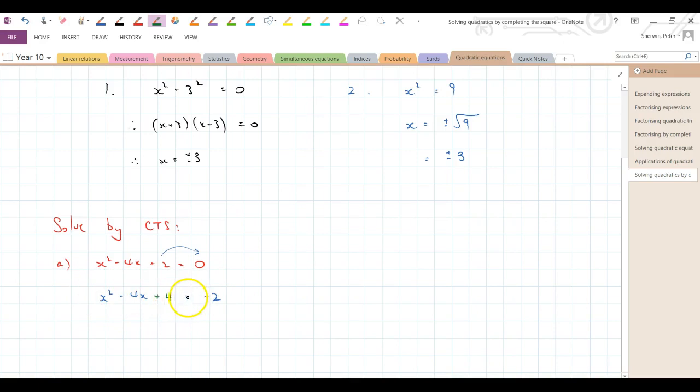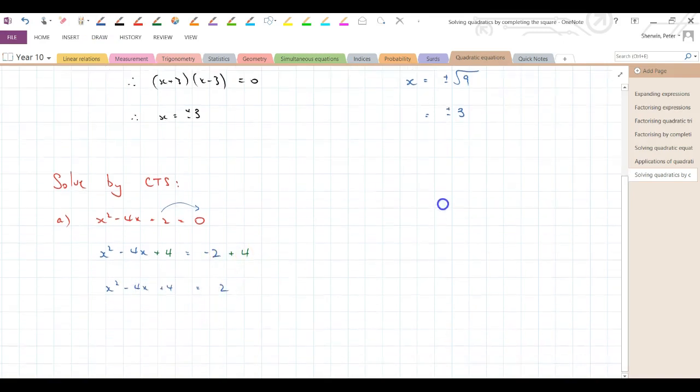But you know with equations, you do something to one side, you've got to do it to the other. So we've done two things. We've removed the 2 to the other side of the equation, which became minus 2. Now I've added 4 to create the perfect square here. I've got to do the same to the other side of the equation. All good so far? So what I've got now is x squared minus 4x plus 4 equaling 2.